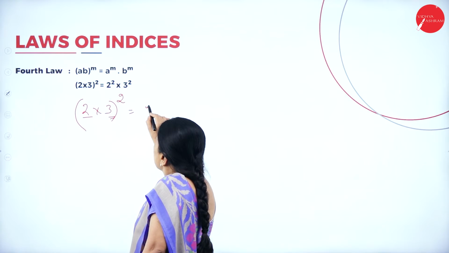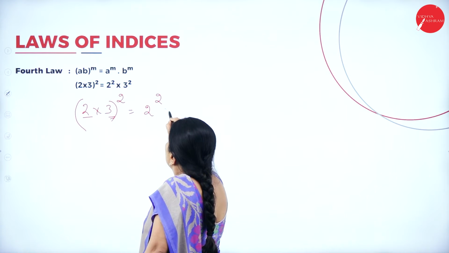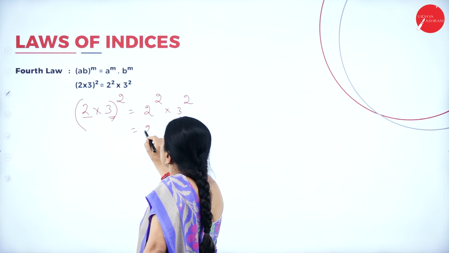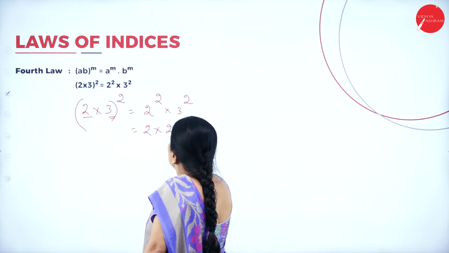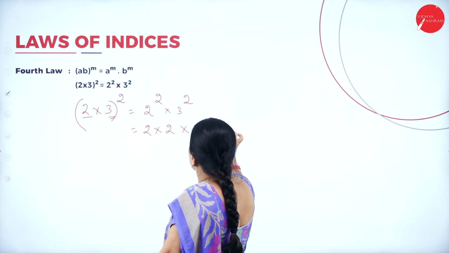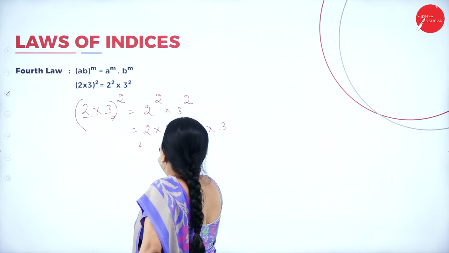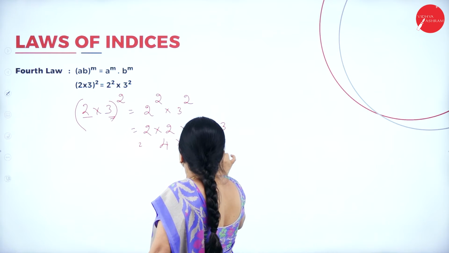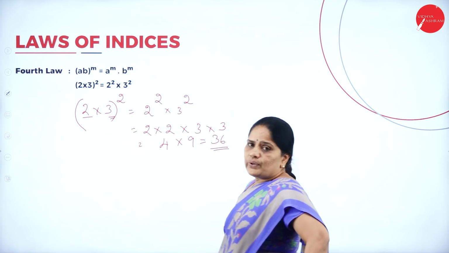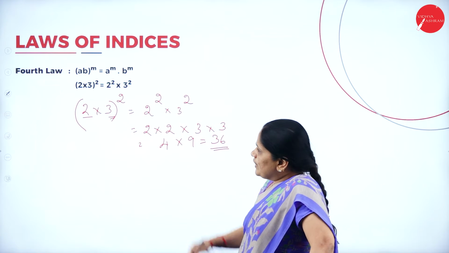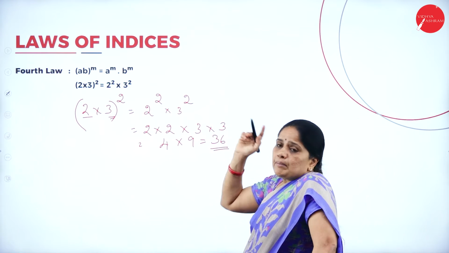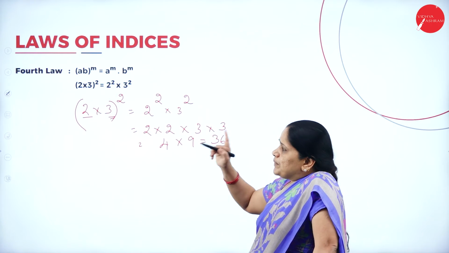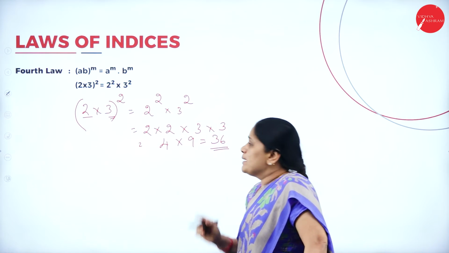If you get this type, you can write 2 squared into 3 squared. Now, what does this 2 squared mean? 2 into 2 into 3 into 3. So, this will be 4 into 9, that is 36. Now, do you understand this? Whenever you have two bases but a common power, then that power should be given for both the numbers.